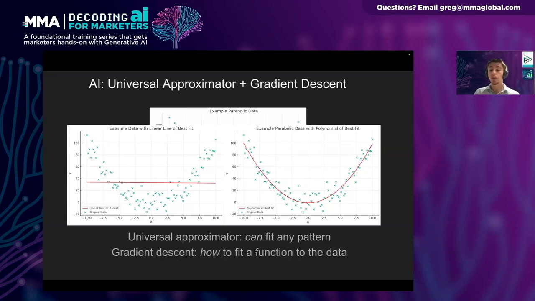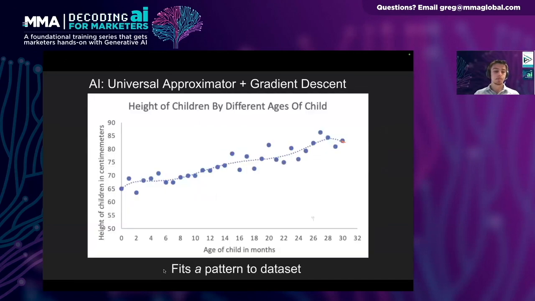Gradient descent tells you how to fit a function to the data. And AI is the combination of those two things. So it's taking a universal approximator and using gradient descent. And when you combine those things together, you can fit a pattern to any data set. So AI is really just that process of fitting a pattern to any data set. And that's why you can apply AI to such a wide range of problems. For example, it's possible using gradient descent to fit a neural network to the task of recognizing objects in a photo or to translating text into another language.